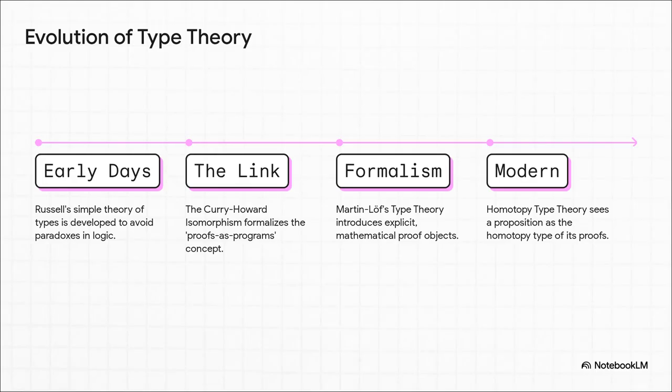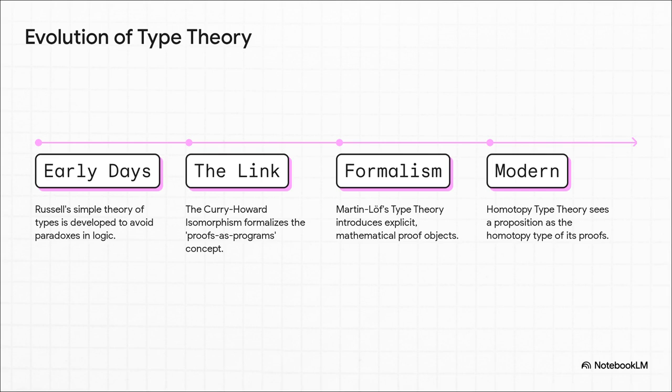And this wasn't some overnight discovery. It evolved over decades. It started with early work like Russell's theory of types, which tried to dodge paradoxes in logic. Then came the big one, the Curry-Howard isomorphism, which made the proofs as programs idea official. That led to incredibly powerful systems like Martin-Löf's type theory, which was a huge leap forward because it treated proofs as actual mathematical objects you could play with.